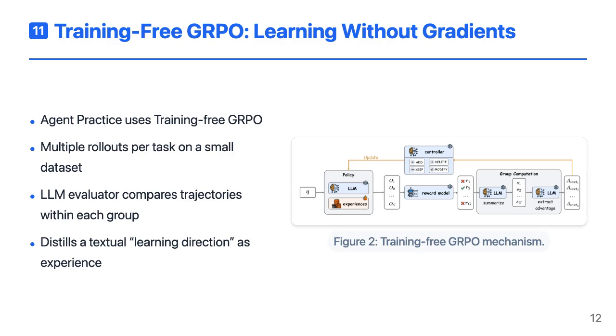The Agent Practice module is built on training-free group relative policy optimization, or training-free GRPO. Instead of updating model weights, the agent runs multiple rollouts per task on a small set of examples. An LLM evaluator then compares these trajectories within each group, identifying what worked and what failed. Rather than computing numeric advantages, it writes down a semantic advantage, a textual description of what to do more of and what to avoid. This distilled experience becomes a kind of policy update in text form.